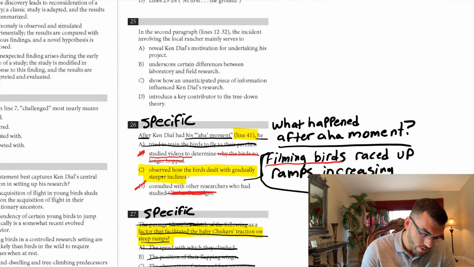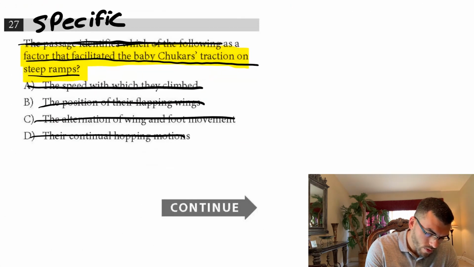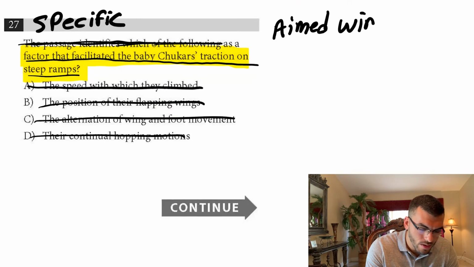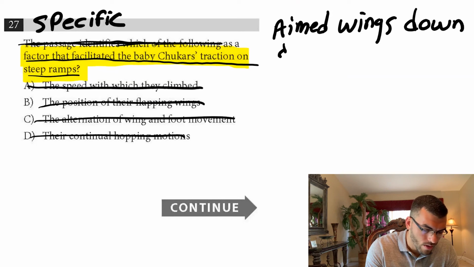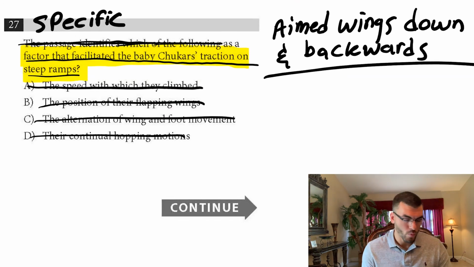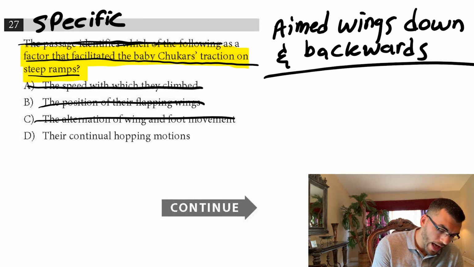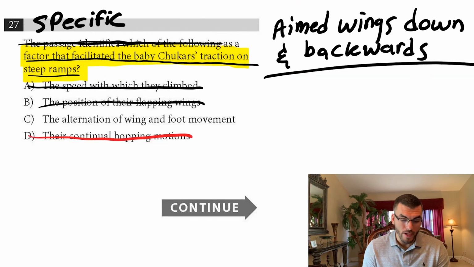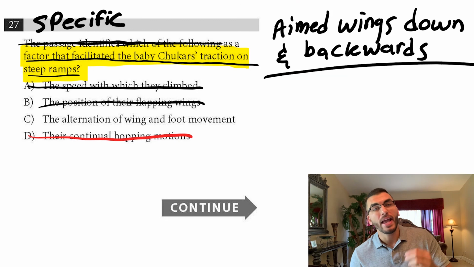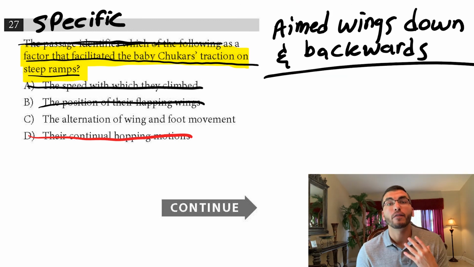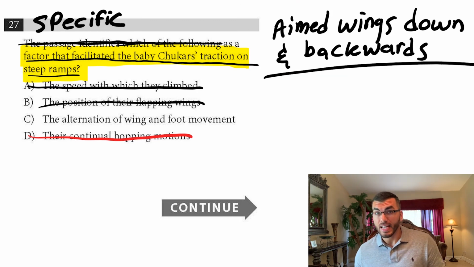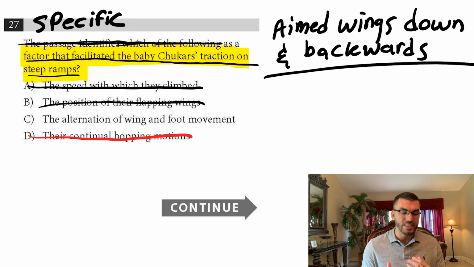All right, we've summarized our answer: aimed wings down and backwards. Let's find the answer choice that matches what we came up with. Their continual hopping motions, negative. The alternation of wing and foot movement, the position of their flapping wings. The alternation of their wing and foot movement: our own answer that we summarized said nothing about foot movements. It said to keep their feet firmly pressed against the ramp, but what helped the feet against the ramp, which is what the question is asking, is what helped facilitate that? And it was their wings and their wings alone.